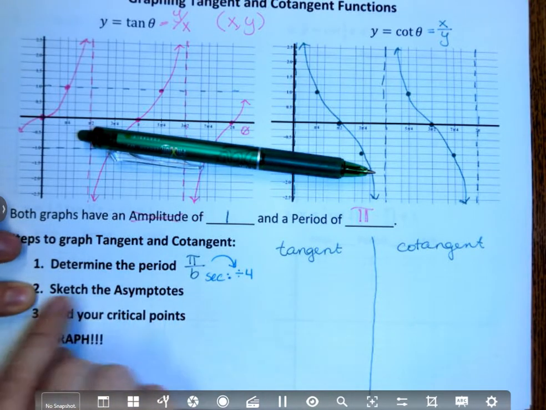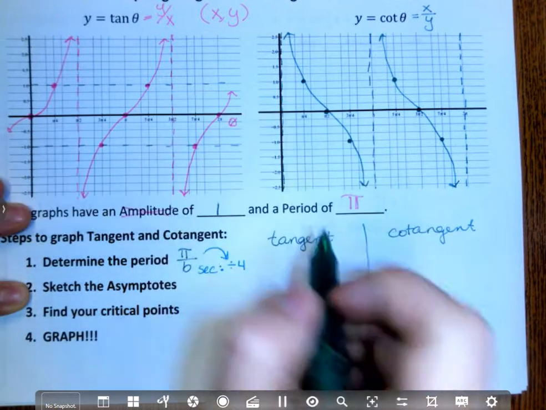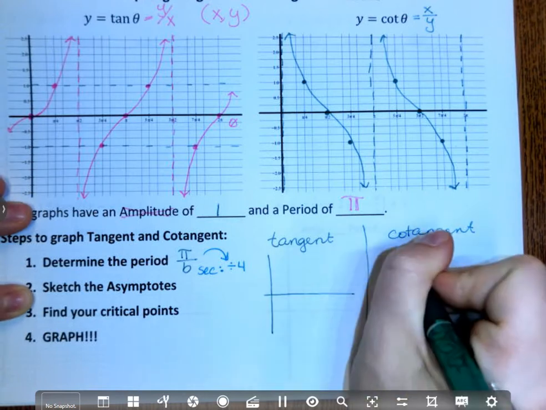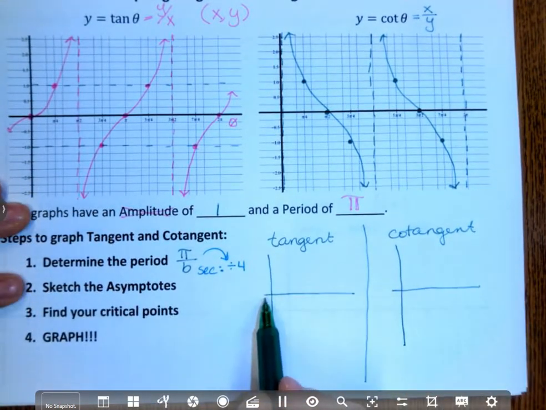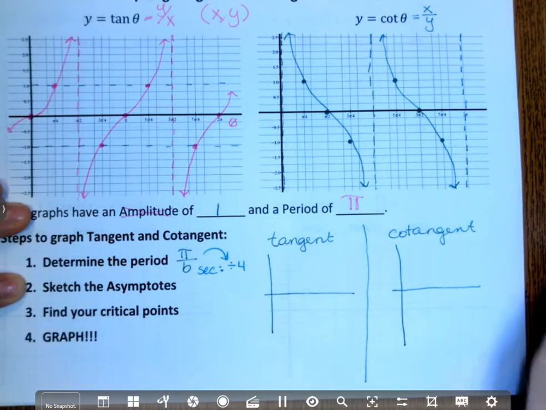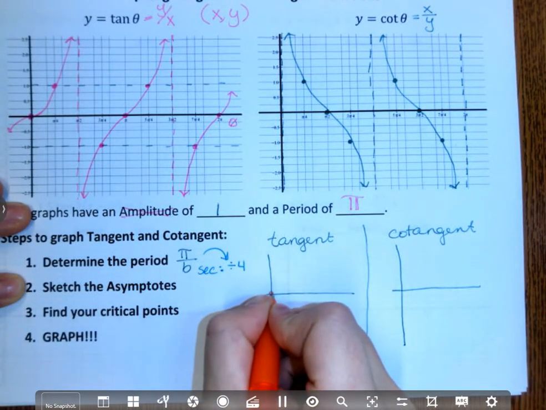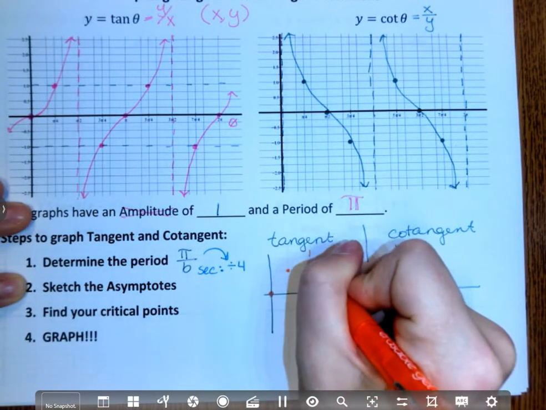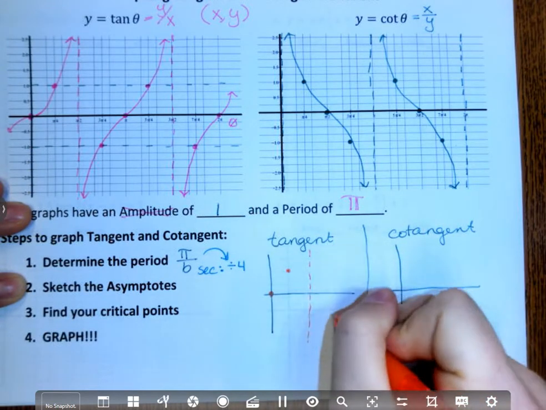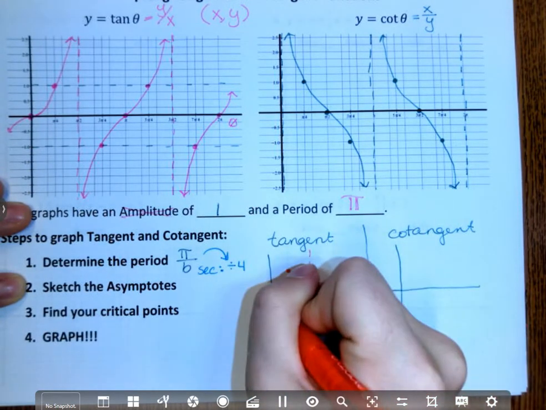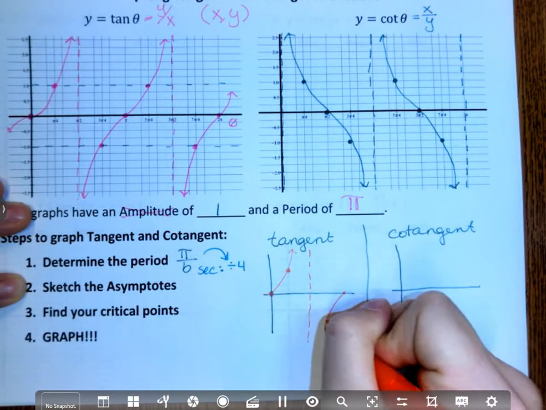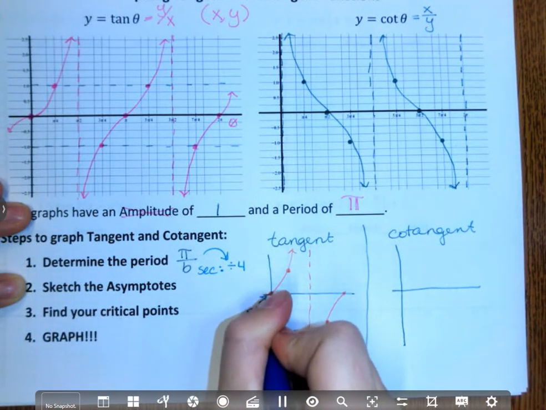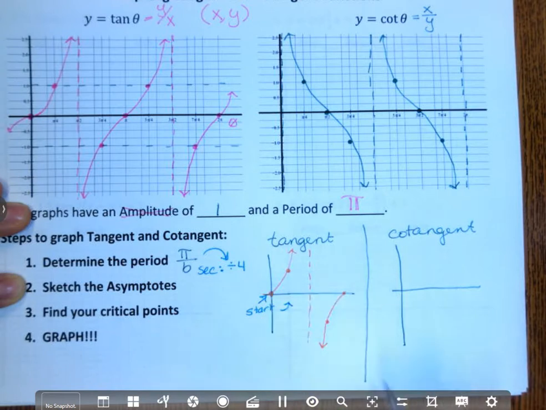Now, to sketch the asymptotes to find your critical points, you need to remember that if I'm talking about the tangent versus the cotangent, what does the tangent start with? A 0 point. So a tangent starts with a 0 point. The next section goes up. The next section is an asymptote. The next one's down, and then the middle. So the tangent graph, what you're looking at, has this as a start. Start, and it goes up.